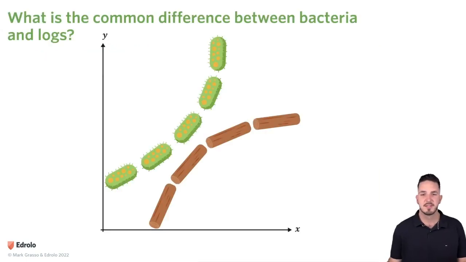What is the common difference between bacteria and logarithms? Although they are different, there is a common difference. That is, they are both the inverse of one another. For instance, bacteria grows exponentially, whereas logs grow logarithmically, not literally. However, just for this particular scenario, we can see that they are the inverse of one another. And we're actually going to come to this concept later in this topic.